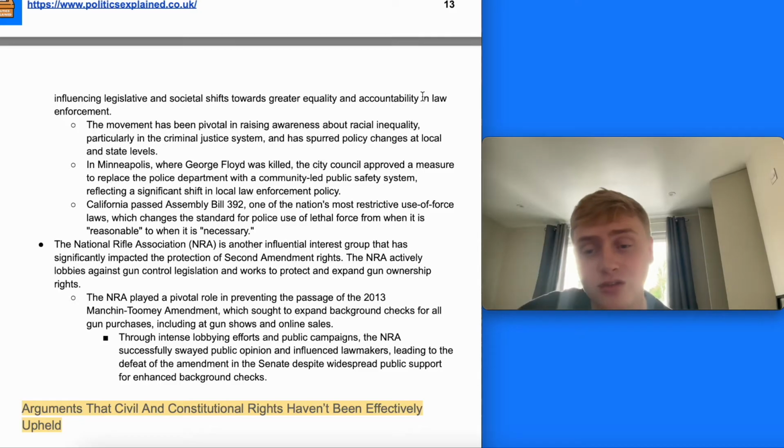And it has influenced, as we looked at in previous videos, local laws in relation to policing. For example, California passed Assembly Bill 392, which changed the standard for police use of lethal force from when it's reasonable to when it's necessary.